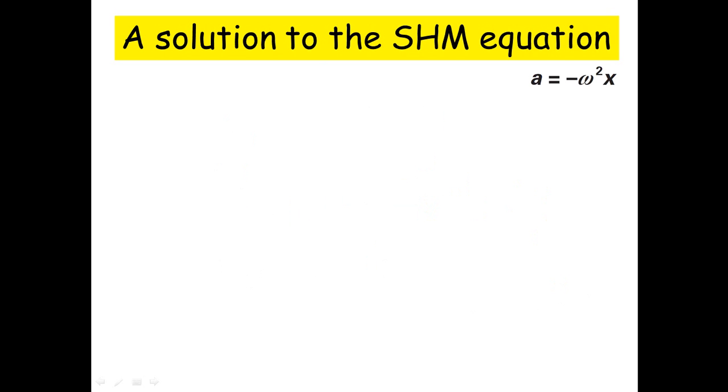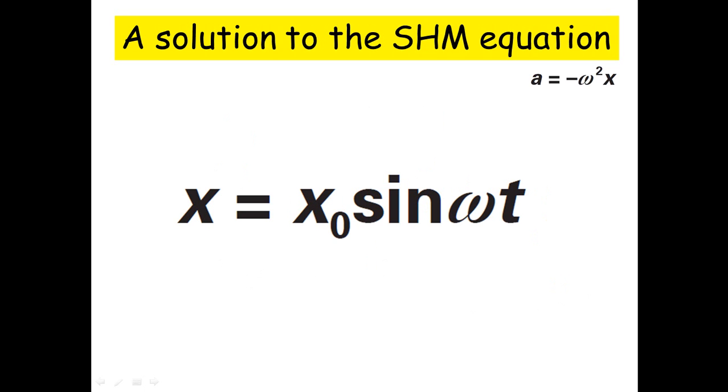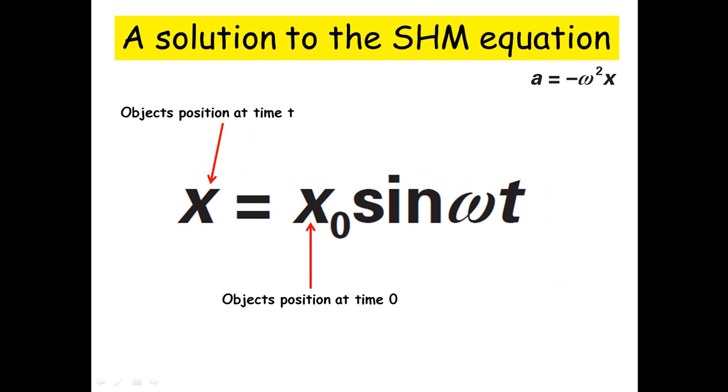Now, a solution to the simple harmonic motion equation is this: x equals x0 sine omega t. Well, what's x? x is the object's position, or the object's displacement at a time t. x0 is the object's position at a time equal to 0. One way of thinking about this is you can think of it as being the maximum amplitude of our system. What's the furthest away our object is going to get from this fixed point?